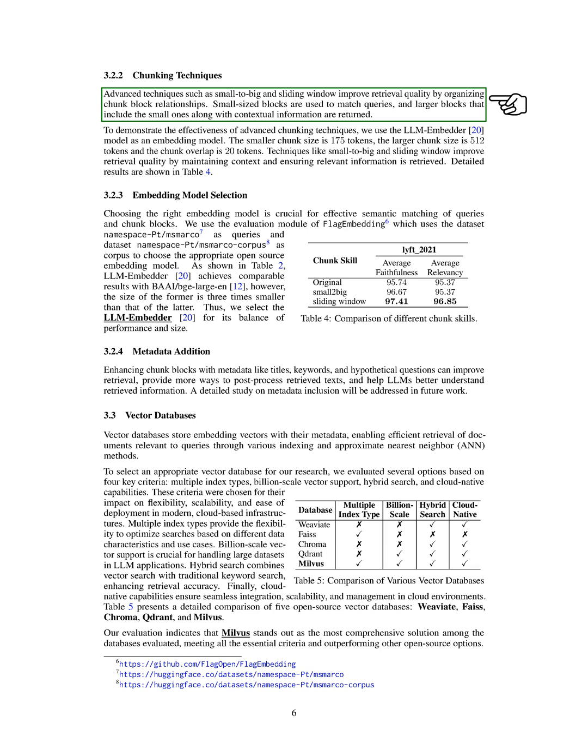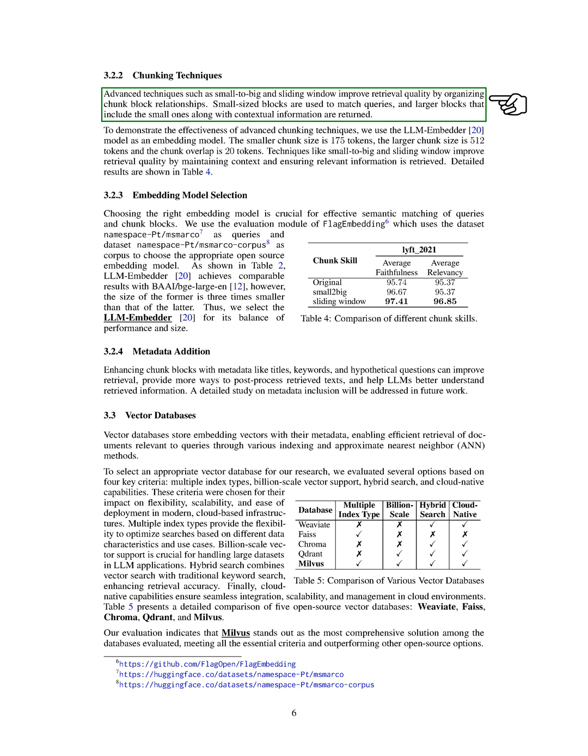Section: Chunking Techniques. In this section, we explore advanced chunking techniques that enhance retrieval quality by organizing chunk block relationships. These techniques, such as small to big and sliding window, use small-sized blocks to match queries and return larger blocks containing both the small blocks and contextual information. By maintaining context and ensuring relevant information retrieval, these techniques prove effective. We demonstrate the effectiveness using the LLM embedder model as an embedding model with specific chunk sizes and overlap.